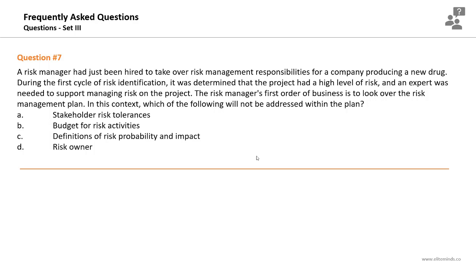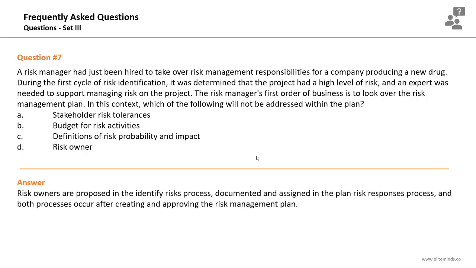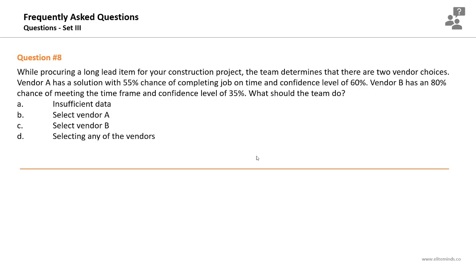So the risk owner will never be known at the stage of developing the risk management plan. The risk owner will be assigned officially in the plan risk response process later in the planning stage. However, risk tolerances, the budget of risk activities, and the definitions of risk probability and impact are all components of the risk management plan. Risk owners will be proposed only in the identify risks process, documented and assigned in the plan risk responses process, and both processes will occur after creating and approving the risk management plan.